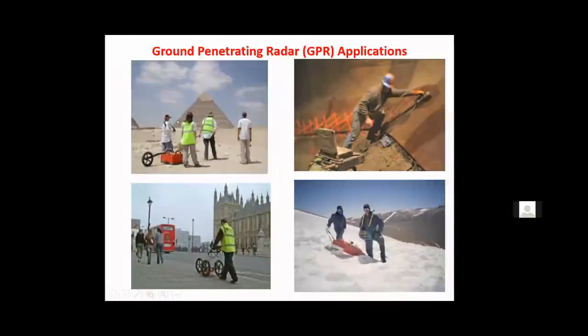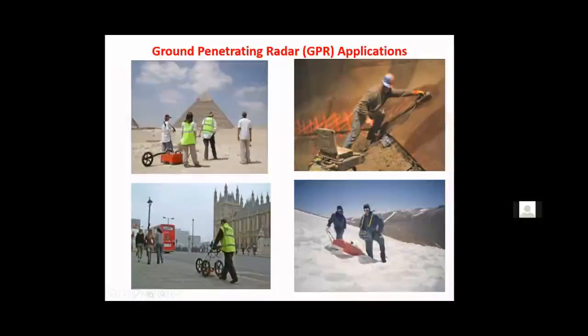So probably the first, the top left image is the pyramid. And inside the pyramid, you have the chambers and all other pathways and so on. So if you want to investigate the pathways inside, or whatever the trusses you want to investigate, then you make use of this GPR instrument and apply it.